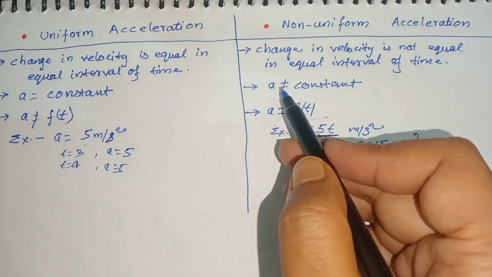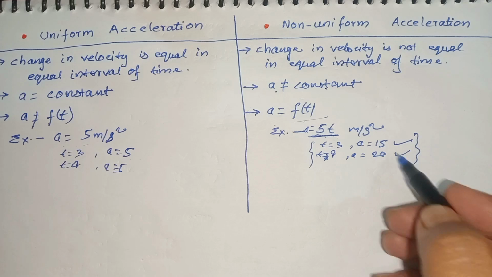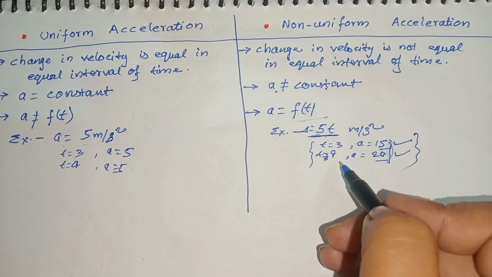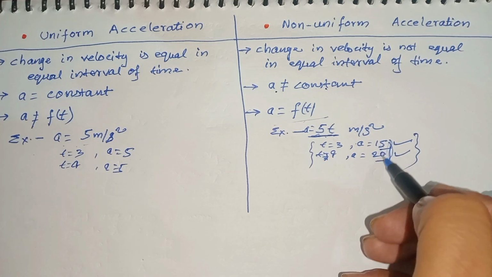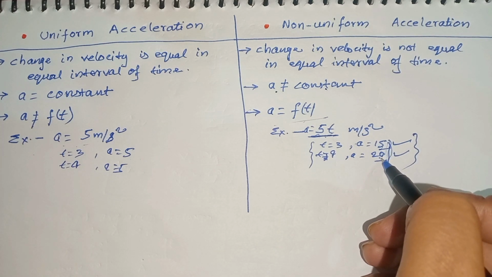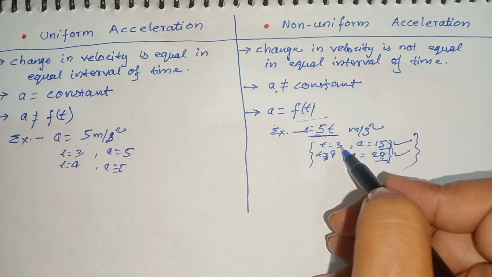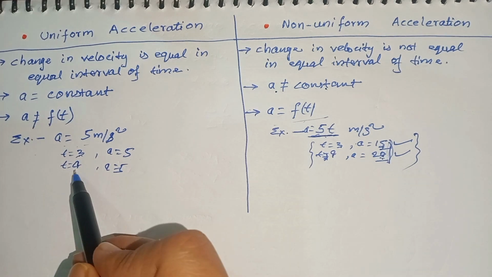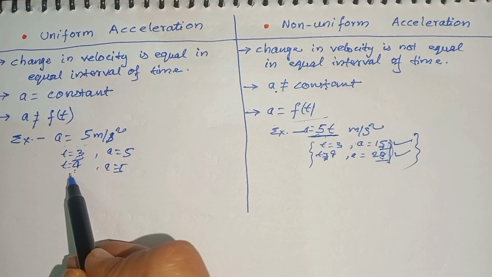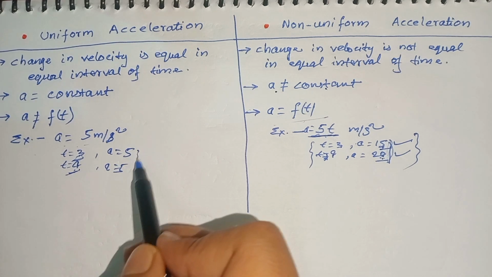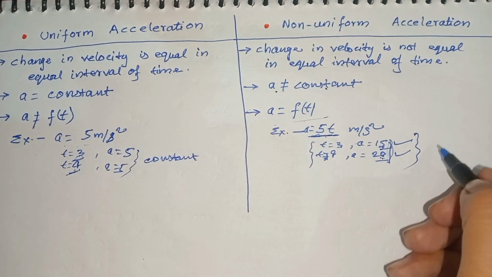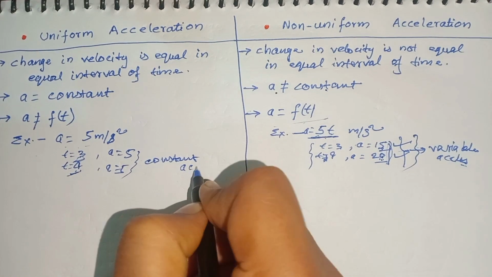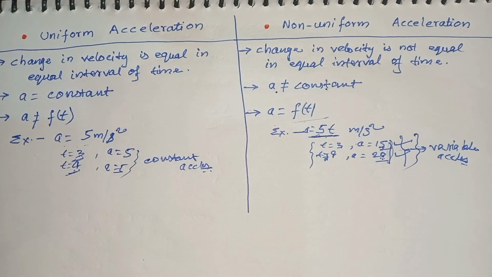As we see, acceleration is not constant in non-uniform motion. It is changing: once it is 15, once it is 20. After every change in time, acceleration is also changing. This is the real meaning of non-uniform acceleration. But in the other case, time is changing, first 3 seconds, then 4 seconds, and acceleration remains constant. Here it is variable acceleration, there it is constant acceleration. This is also a point of difference.